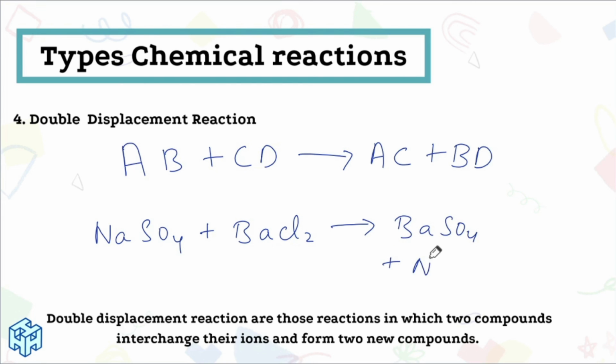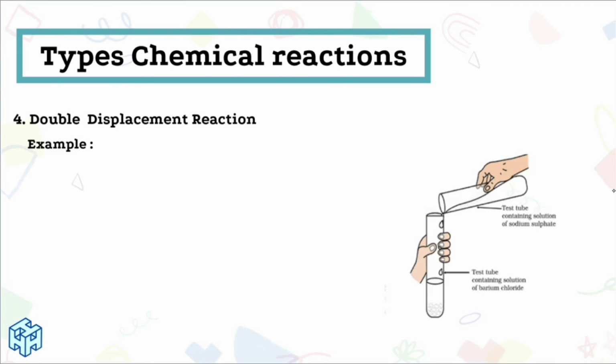BaSO4 plus NaCl. What happened? This guy joined this guy and this guy joined this guy. Are you able to see? Observe it, you will be able to understand it clearly. One guy left his position and joined the other guy. For example, where A, B are together and C, D are together, they break the bond. A will join C. Here we observe that sodium joins chloride and barium joins sulfate, a double displacement reaction.